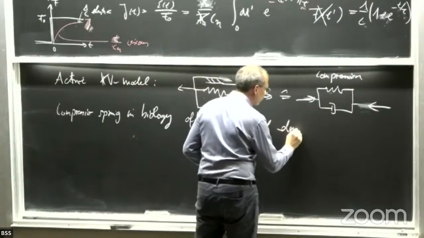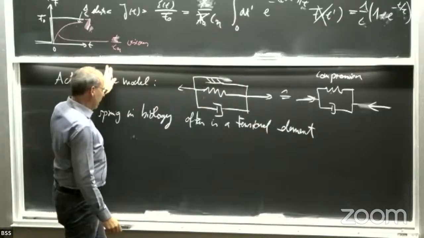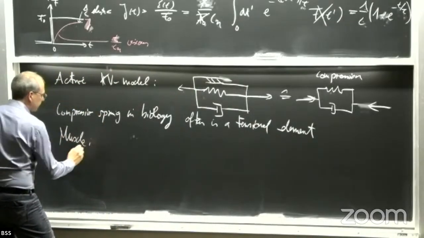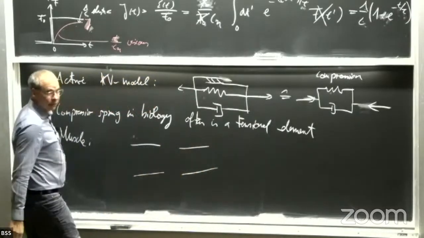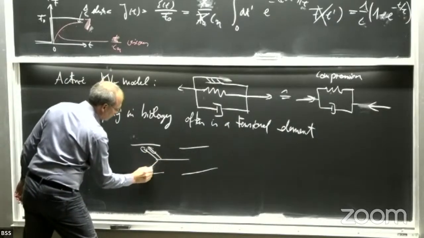And I think if this sounds strange to you, just let me make a little cartoon of what I'm talking about. My example would be muscle, okay? So in muscle, we have the thin filaments. So these are the actin filaments. Then we have the thick filament. So this is the myosin.